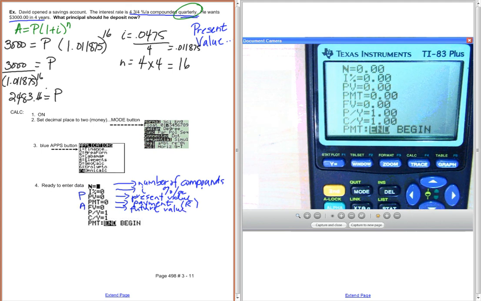P per Y we're not going to use, so you can kind of gently cross that one off, because that's only when you do regular payments. Payments per year would be like your mortgage. You would pay monthly. C/Y is your number of compounds per year. So if it was semi-annually, you would put the number 2 in there.